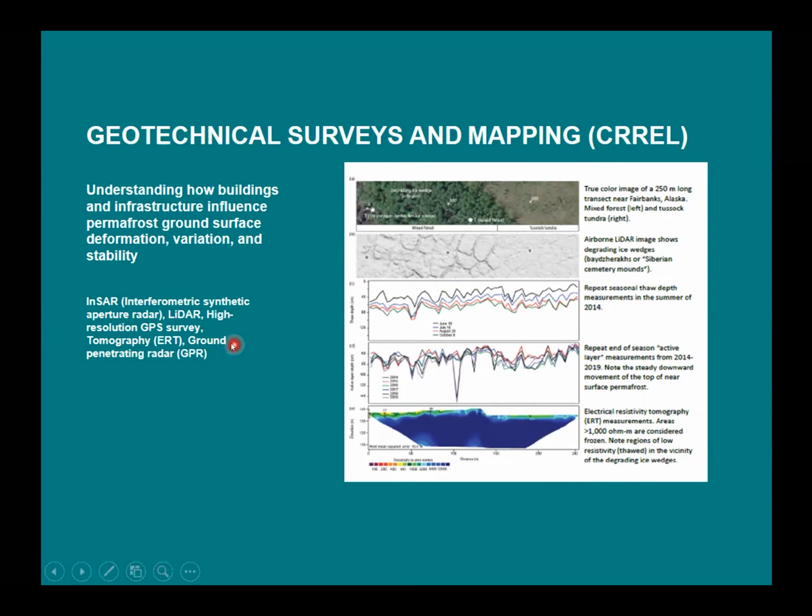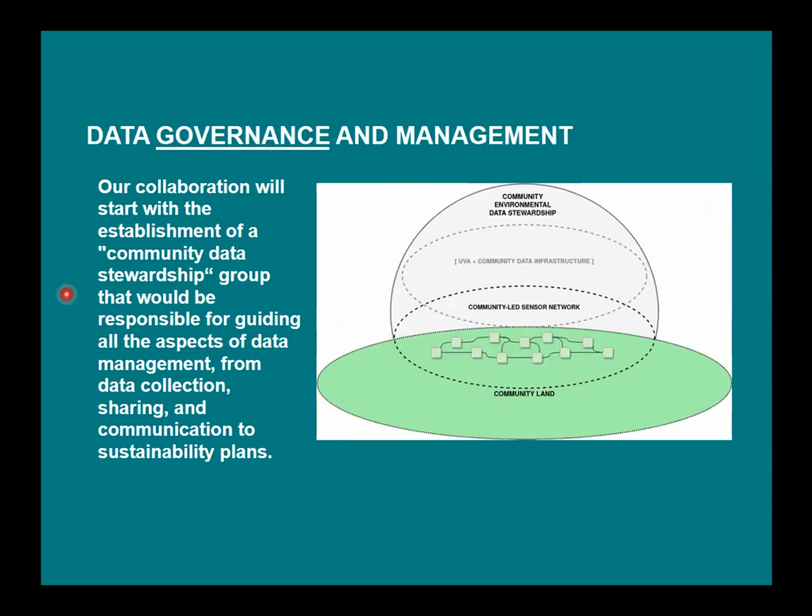So they use ground penetrating radar to show us what the ice content of the ground looks like, so we can really get a sense for the vulnerable areas on the landscape. So those are the main sensing things that we're doing.